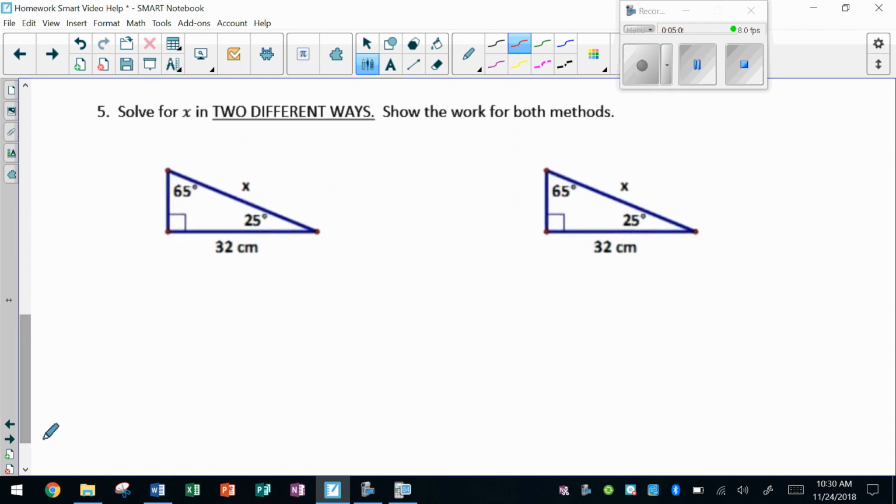Number 5, they want you to solve for x in 2 different ways. So show the work. In other words, they want you to use 2 trig ratios.